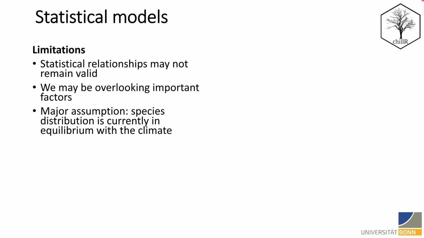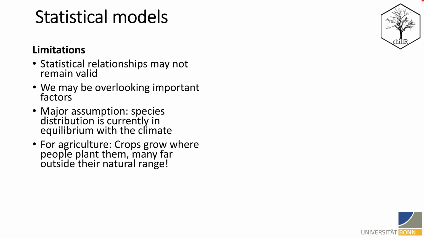There is a major assumption, especially in species distribution modeling, and that is that the species is currently in equilibrium with the climate. Basically, that the species currently fills the whole range that is climatically suitable for it. For agriculture, this is quite clearly often not the case, because crops grow where people plant them, not where they would naturally occur. And many of our crops actually thrive very far outside of their natural range.